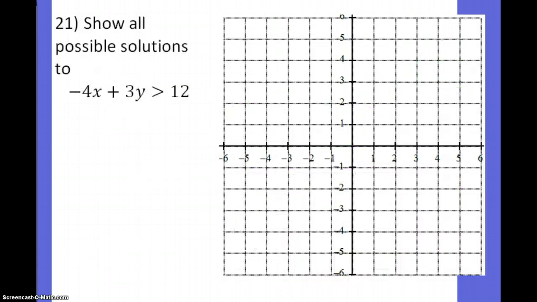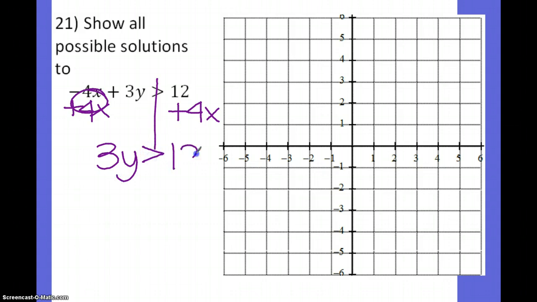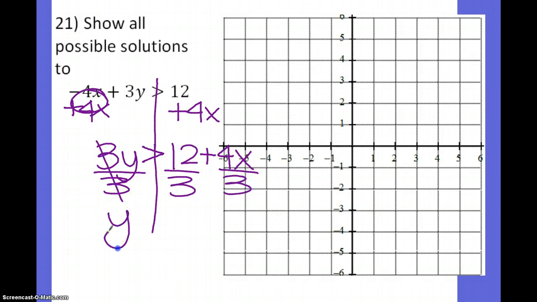21, show all possible solutions. Well, that means let's graph it. We've got to get y by itself. I add 4x, add 4x. 3y is greater than 12 plus 4x. I need to get rid of the 3, so divide every number by 3. Oh, not an equal sign, it's a greater than sign. 12 divided by 3 is 4, but 4 doesn't divide by 3, so this is going to be plus 4/3 x.